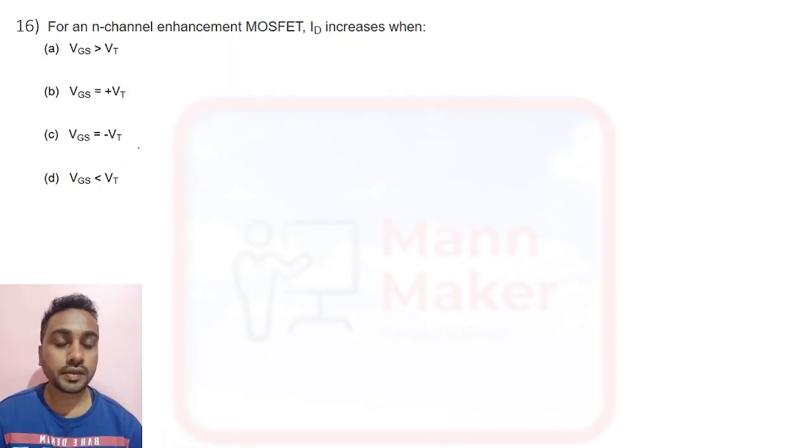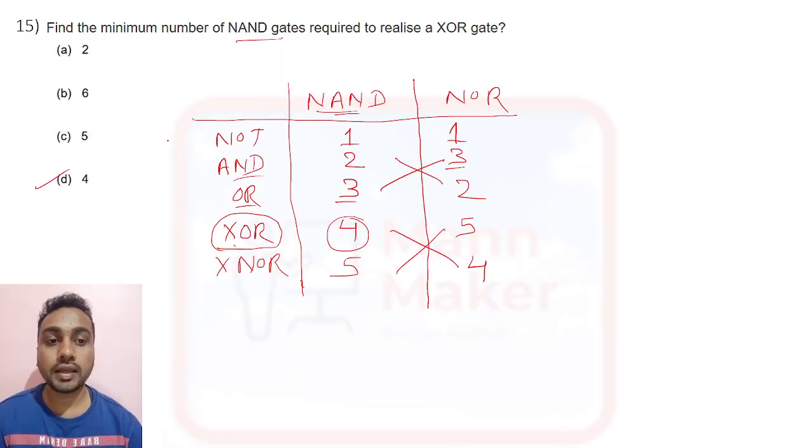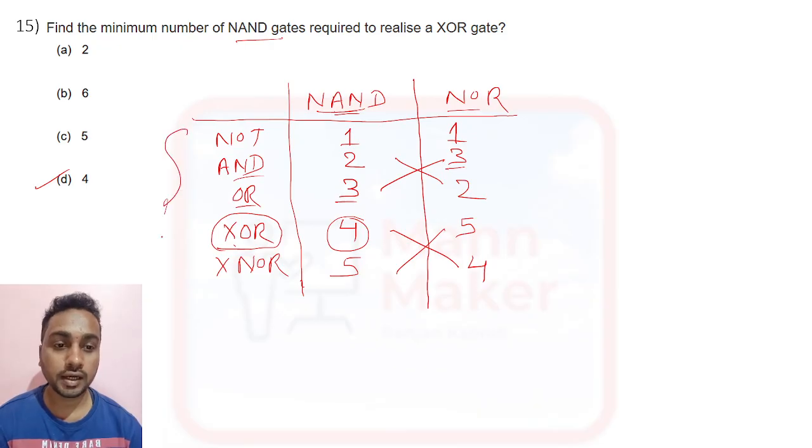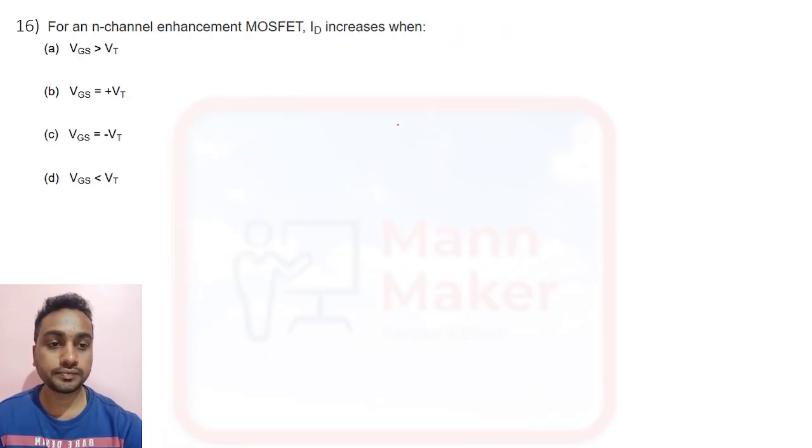One more thing here, why universal gate? NAND and NOR gates are universal gates because using NAND or NOR gates we can make any kind of these gates. Any basic gate we can make, and exclusive gates we can make. So that's why NAND and NOR are universal gates.